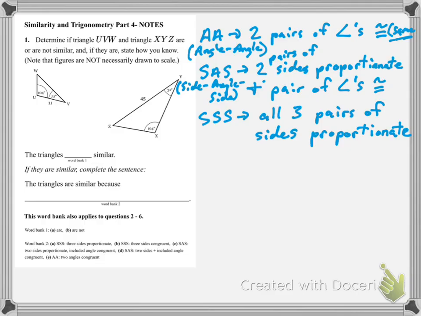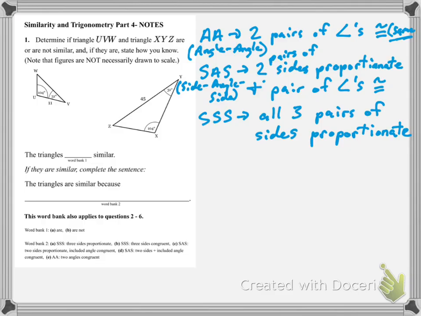SSS means that all three pairs of sides are proportionate. In other words, when you match up all three pairs of sides, they all reduce to the same fraction. That's what that means. Now, if they're not similar, then we'll see that.